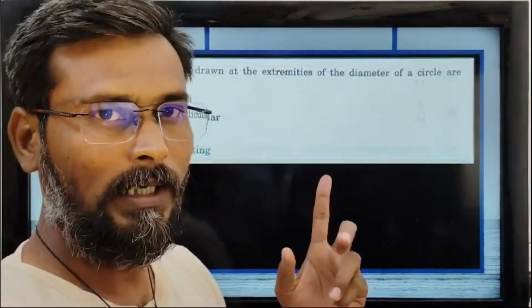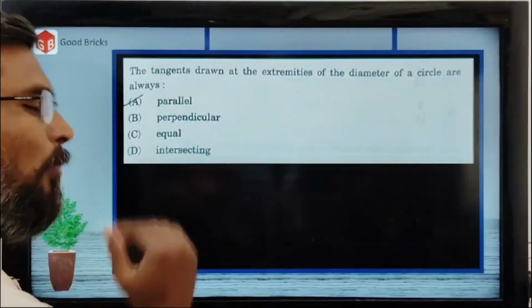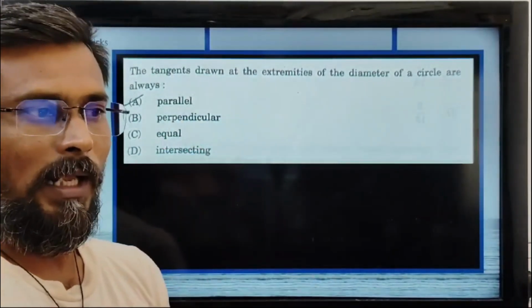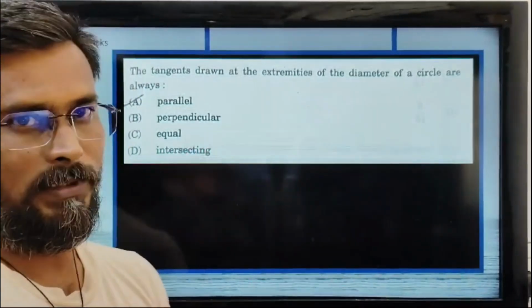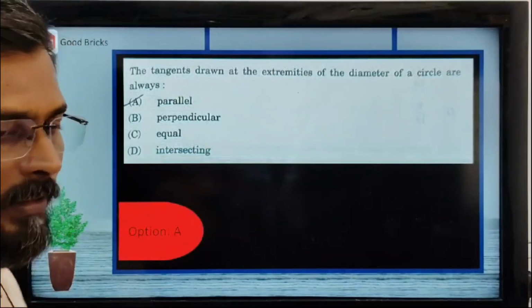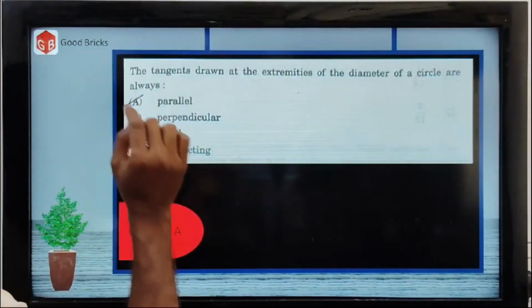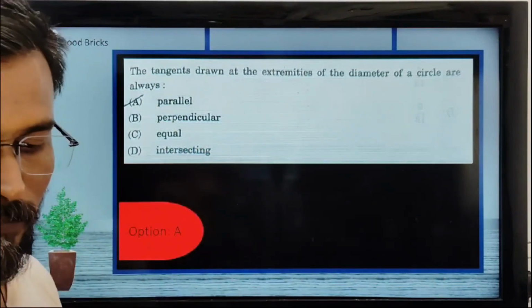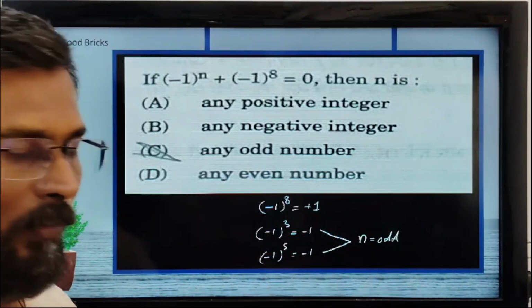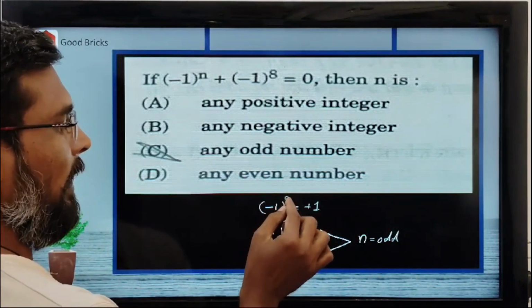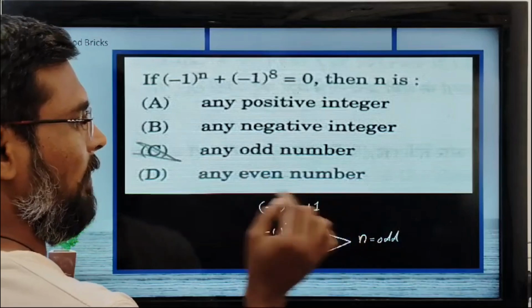Now one more question is there on the screen, and this is a direct problem from your textbook. I think in your exercise 10.2, this is the fourth question. They asked us to prove that the tangents at the two ends of a diameter are parallel. So based on that, you can directly answer these two tangents are parallel. So we have to select option A for this question. Now one more question is in front of you. Minus 1 to the power of 8. 8 is an even number, so you will get the answer plus 1.